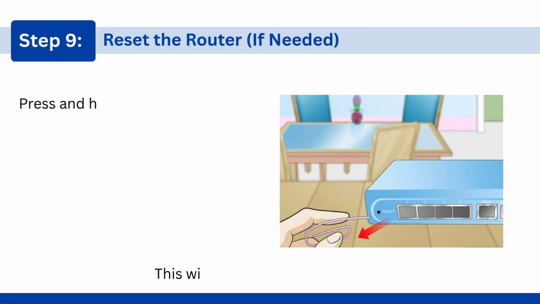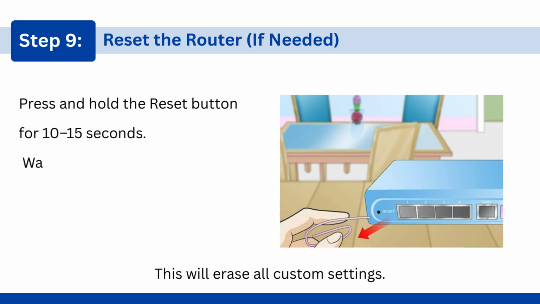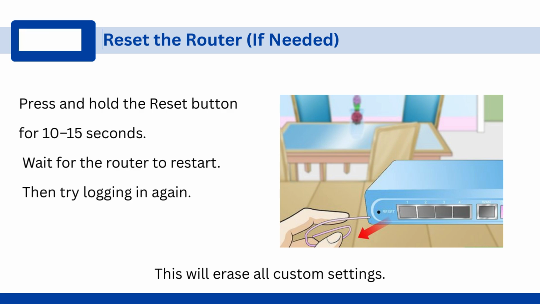Step 9. Reset the router, if needed. Press and hold the reset button for 10 to 15 seconds. Wait for the router to restart. Then try logging in again. This will erase all custom settings.